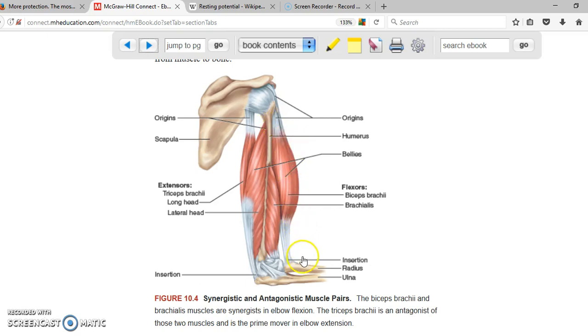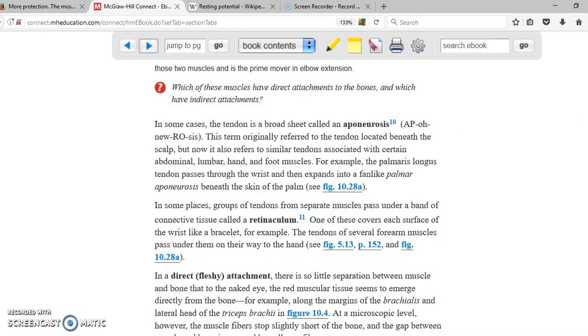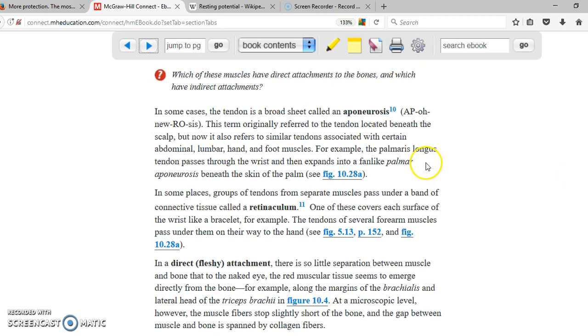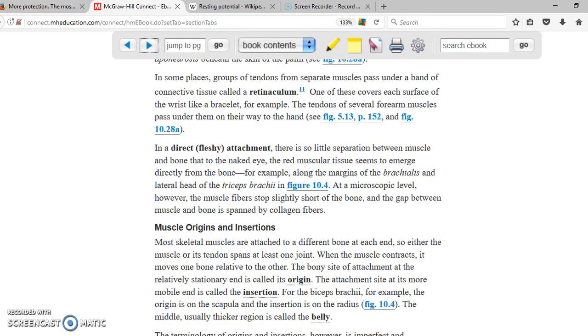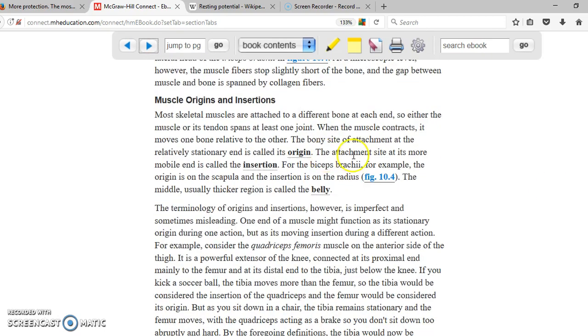The attachment that moves is called insertion. The attachment that doesn't move is called origin. So how many points of attachment do you have to have? At least two. One of them is called origin, which is the one that doesn't move, and the other is the attachment that moves, the insertion. Let's keep scrolling down, and then you have different kinds of muscle attachments to the bones. Some of them are aponeurosis, retinaculum. These are just common terms that you don't necessarily need to know. Origins and insertions, we already talked about.